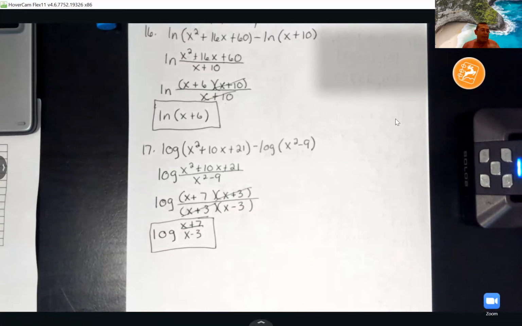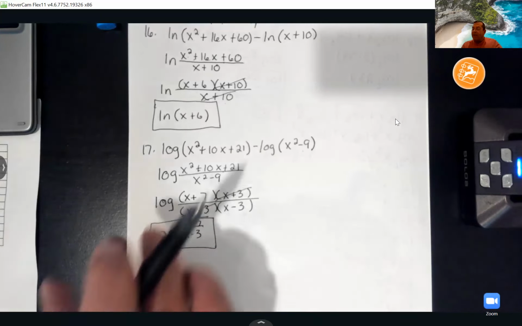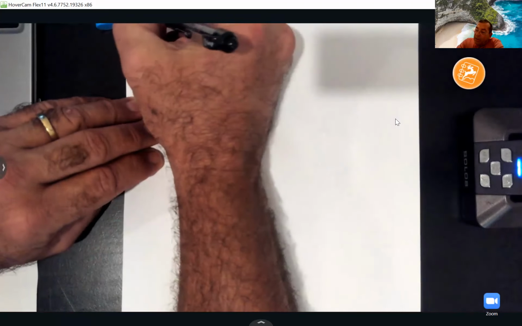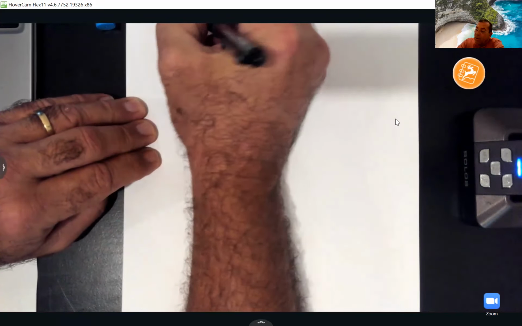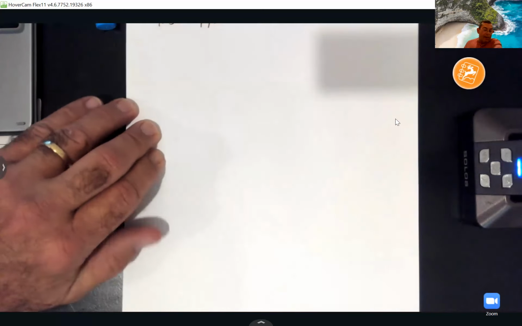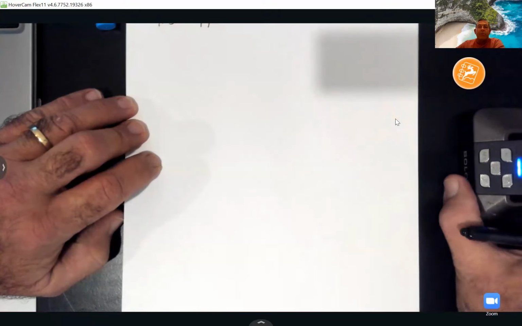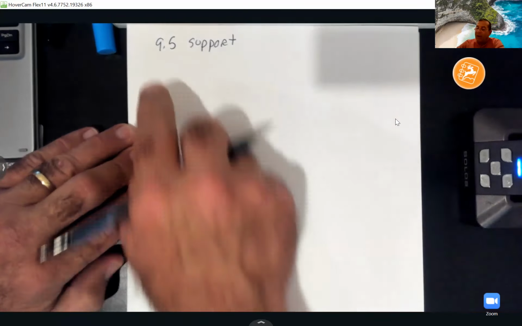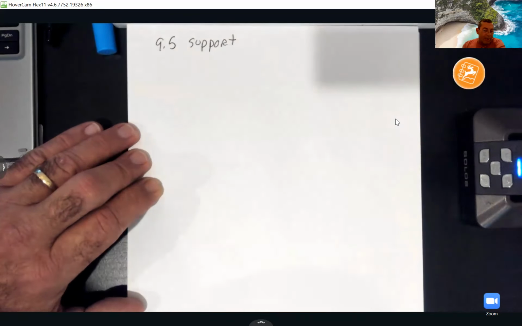So y'all, that is 9.5 for college algebra. So what I'm going to do now is go over the 9.5 support. And y'all, it's only got 5 questions. And it just goes over some of those exponent rules. So this will be 9.5 support. And whoops, y'all can't see that. I'm going to write the exponent rules real quick, and then we'll knock out these problems, okay?